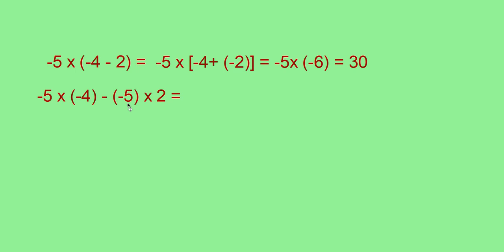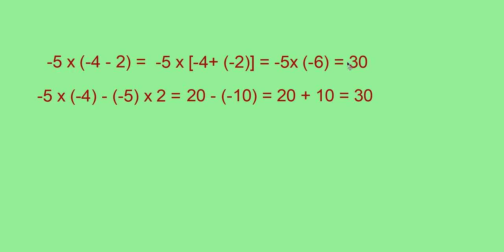Now find out negative 5 into 4 minus negative 5 into 2. You will get negative 5 into negative 4; both are negative, so the answer is 20. Minus negative 5 into 2 is negative 10. Now 20 minus negative 10. You have to write it as 20 plus positive 10. That is 20 plus 10, you will get 30.